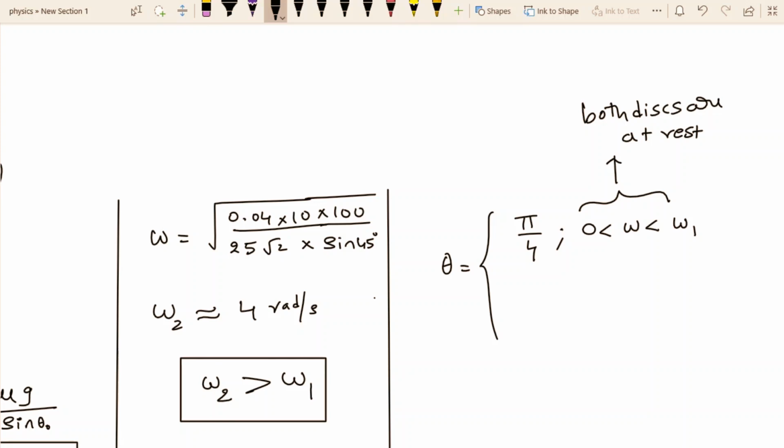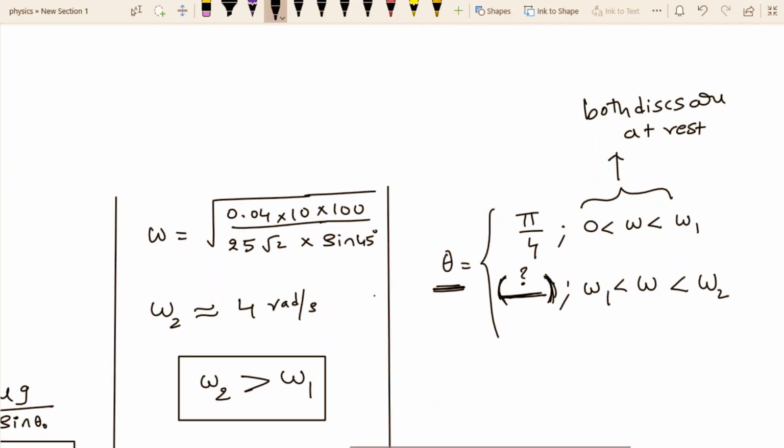But what will happen if omega becomes greater than omega 1? What is the situation? Suppose the angular velocity exceeds omega 1, and it is less than omega 2, then what will happen? So definitely this theta will change. It is not pi by 4. It is definitely more than pi by 4. So we have to figure out this situation and see what will happen here.